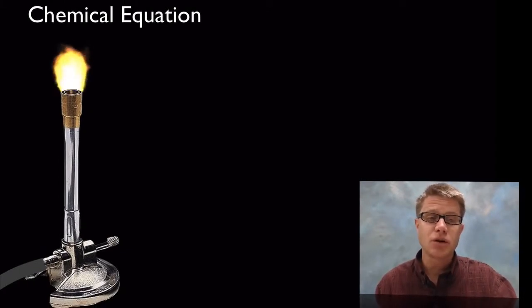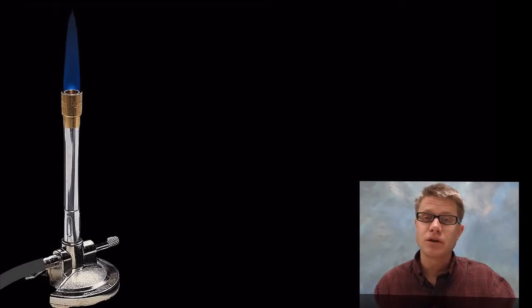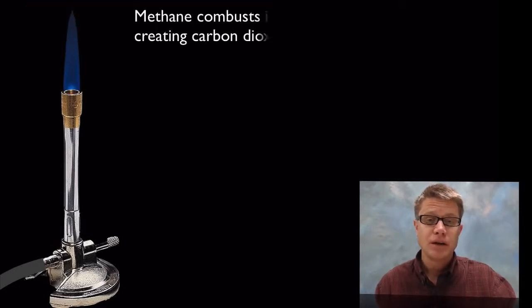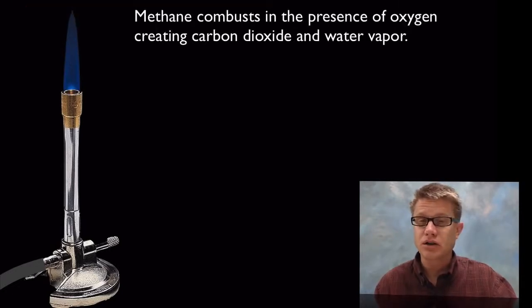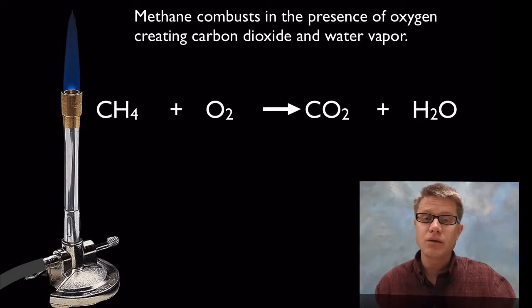And so let's go back to this Bunsen burner again. So the first thing you're going to do is observe it. Next thing you're going to do is try to describe what happens. So methane is combusting in the presence of oxygen to create carbon dioxide and water vapor. We then write the reactants and the products, and that arrow stands for yields. Next thing we do is we balance it.